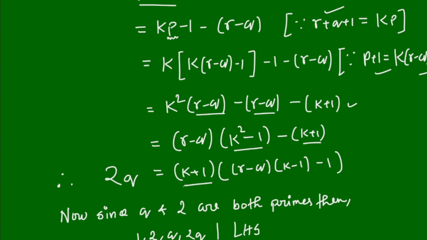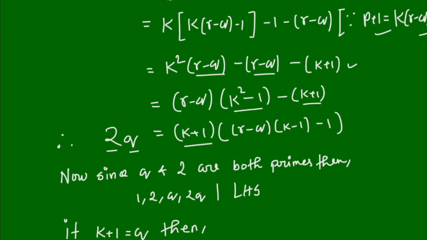Now since q and 2 are both primes, because on the left hand side you can see 2q is given, where q is a prime, 2 is a prime. The only numbers that can ever be factors of 2q are nothing but 1, 2, q and 2q. Those are the only combinations, because a prime can only be divided by itself or 1, correct? So 1 can divide this side, 2 can divide this side, q can divide this side, and 2q can divide this side, nothing else. So if that is the case, that means those are the same numbers that can divide the right hand side as well.